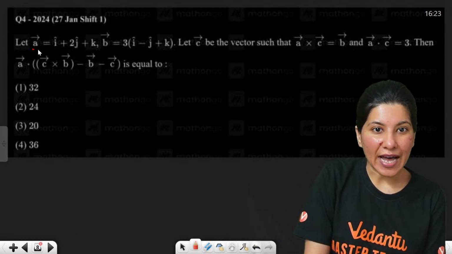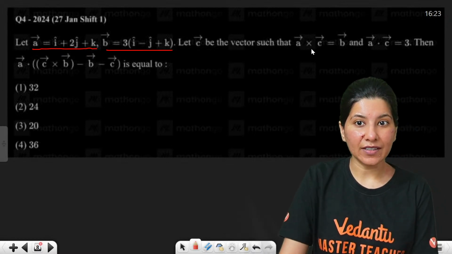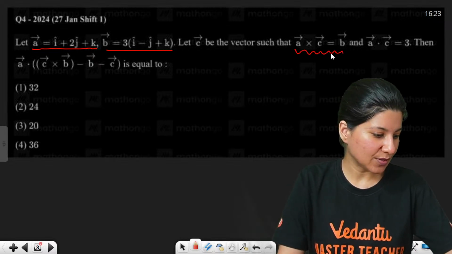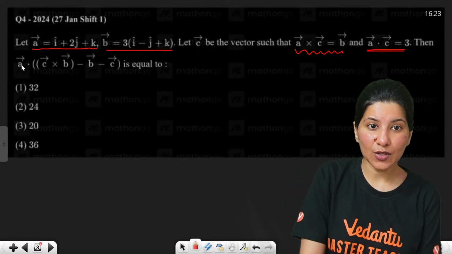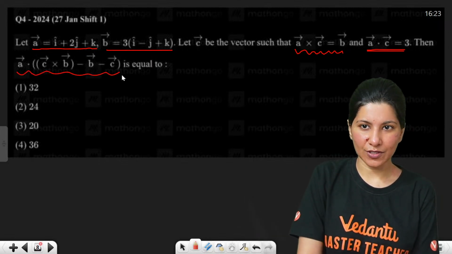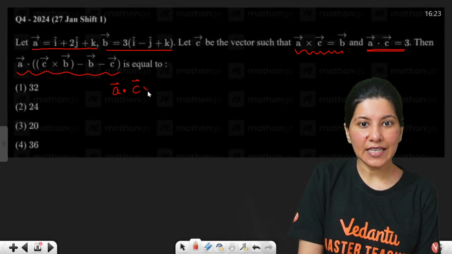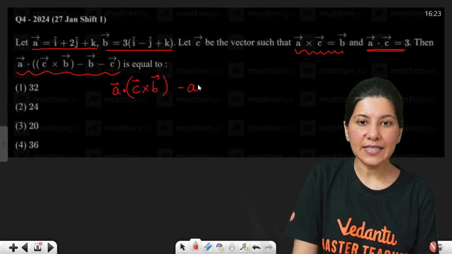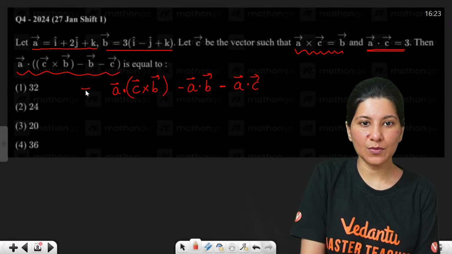Next problem says you have got your A vector, you have got your B vector, and C be the vector such that A cross C is equal to B, and A dot C also is equal to 3. Then we are looking for A dot C cross B minus this. Let us understand this first. A dot C cross B, let us multiply this A inside. A dot C cross B is right here, minus A dot B is right here, minus A dot C is also right here. This is what you are looking for, correct?